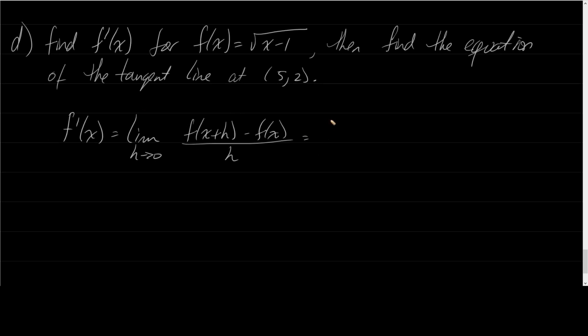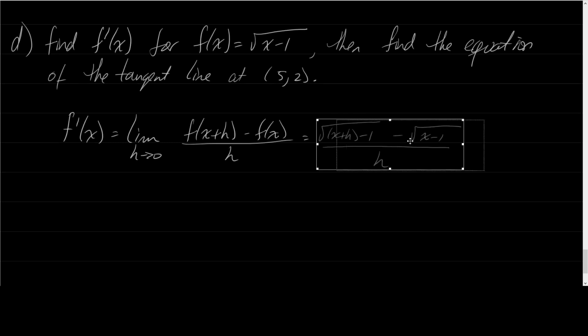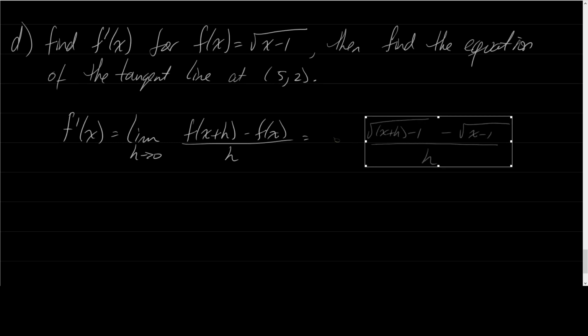So what does this do? We have the square root of x plus h minus 1 minus the square root of x minus 1, all of this over h. And look at that, I messed up by not writing limit. Always, always, always write limit, unless you actually evaluate it. So the limit as h goes to 0 of that. All right, well, as written, there's not much that I can do.